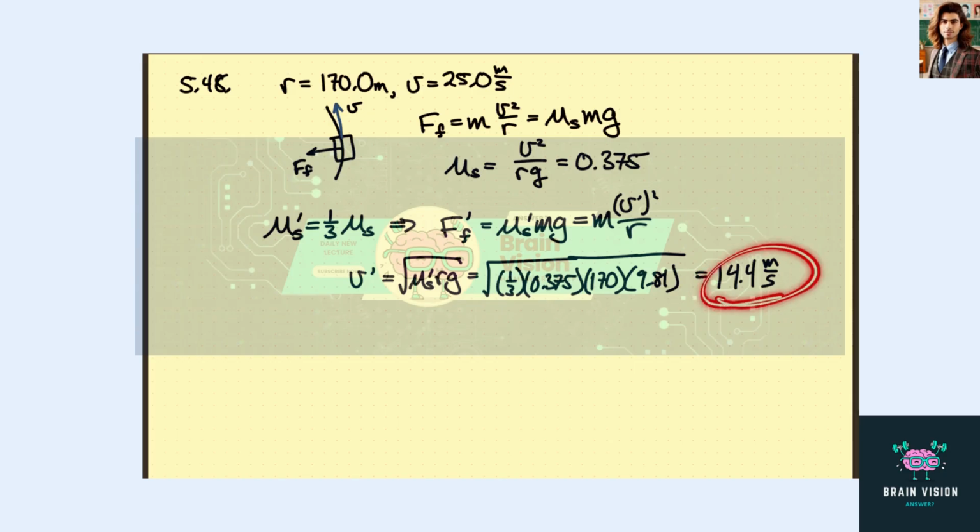You'd expect this value to be less than this value if the amount of friction force drops, and a third of this would be a very low friction force. That would be a very, very slippery road.